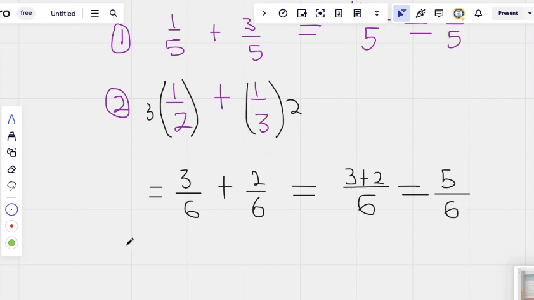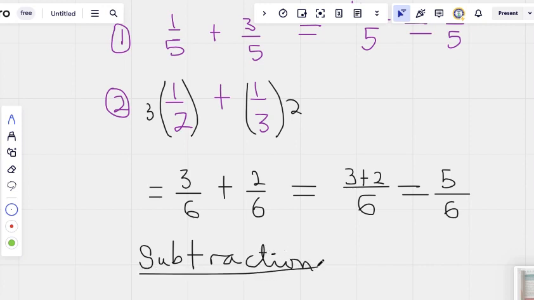Now let's do subtraction using the examples 1 and 2 that we used for addition. Let's use them for subtraction of fractions. Assuming we want to do subtraction of fractions, what do we need to look at?